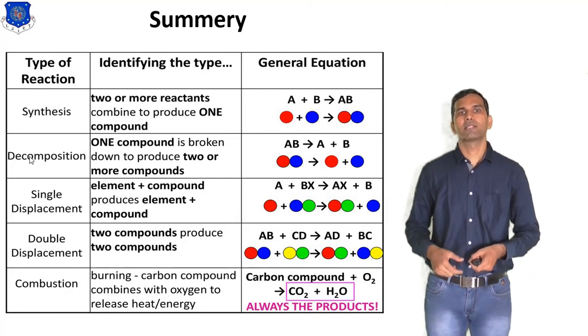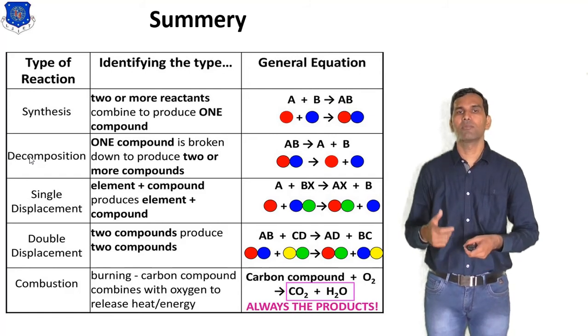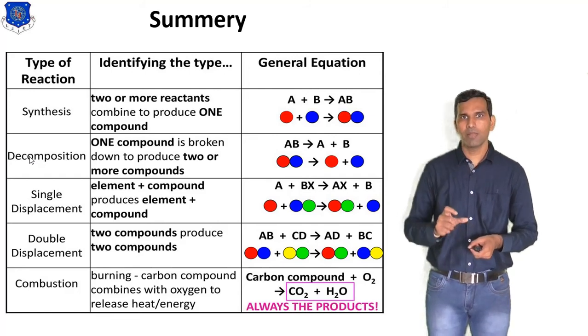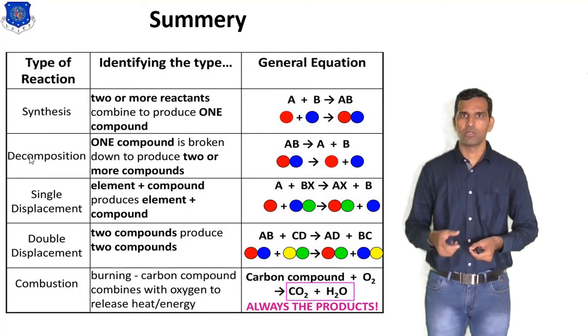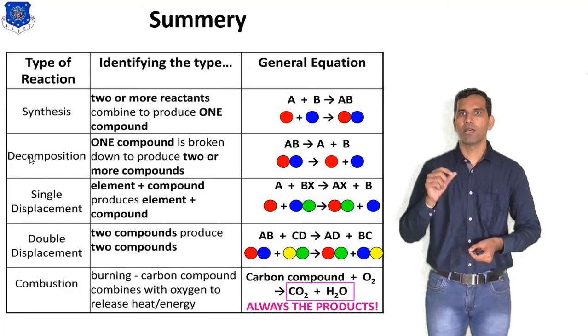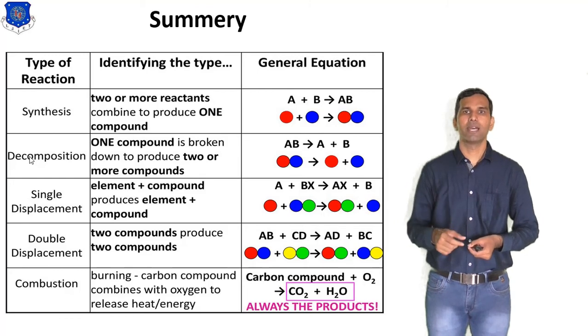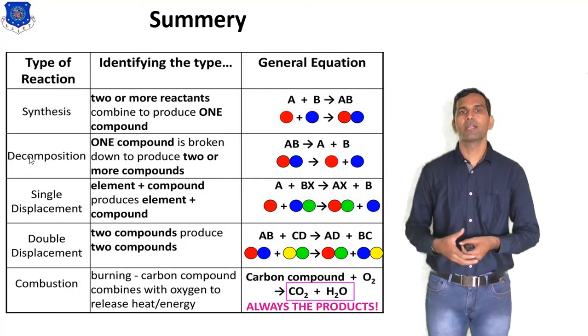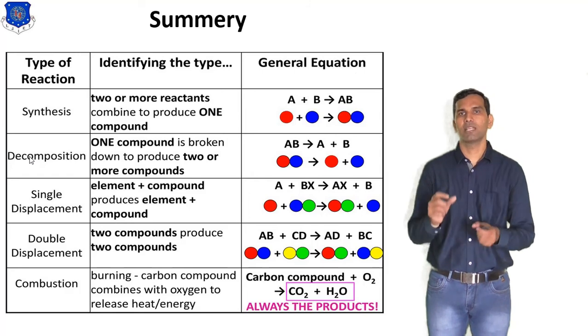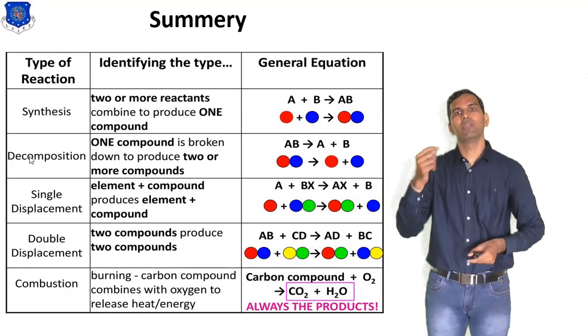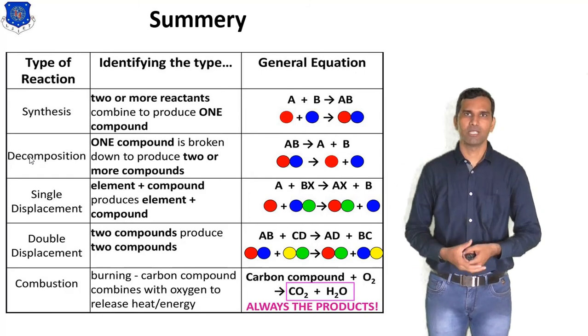The third type is single displacement, where an element plus a compound produce an element plus a compound. The general equation is A plus BX, so we get AX plus B. The next type is double displacement, where two compounds produce two compounds. That means AB plus CD gives AD plus BC.